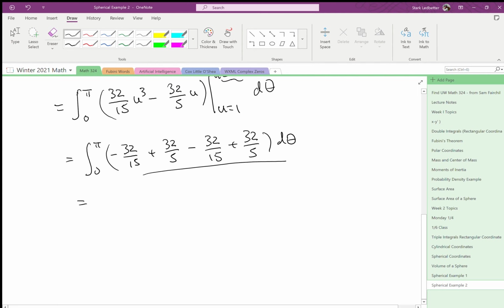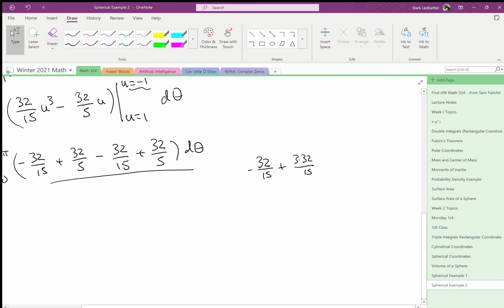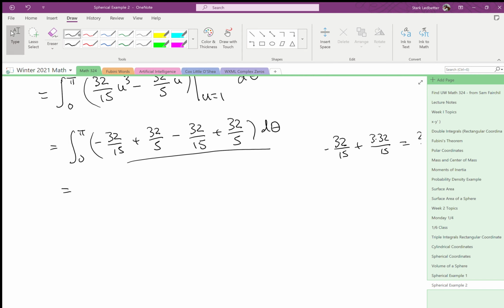what this fraction is. Let's see, this is 32 over 15 minus, let's do one of these, plus 3 times 32 over 15 is 32 over 5. So we end up, that's 2 times 32 over 15. So one of those is 64 over 15. The first part would be 64 over 15. Here's another 64 over 15. So we get 128 over 15.